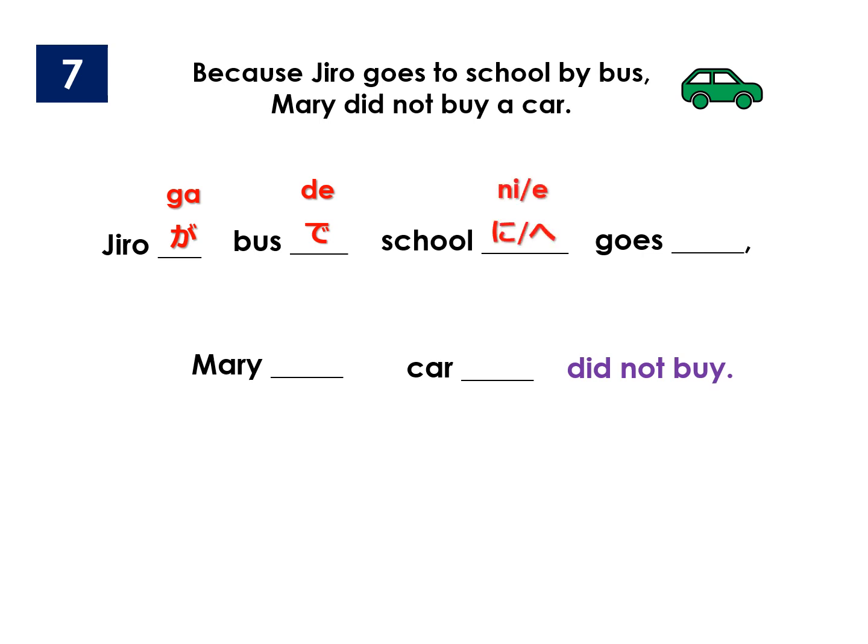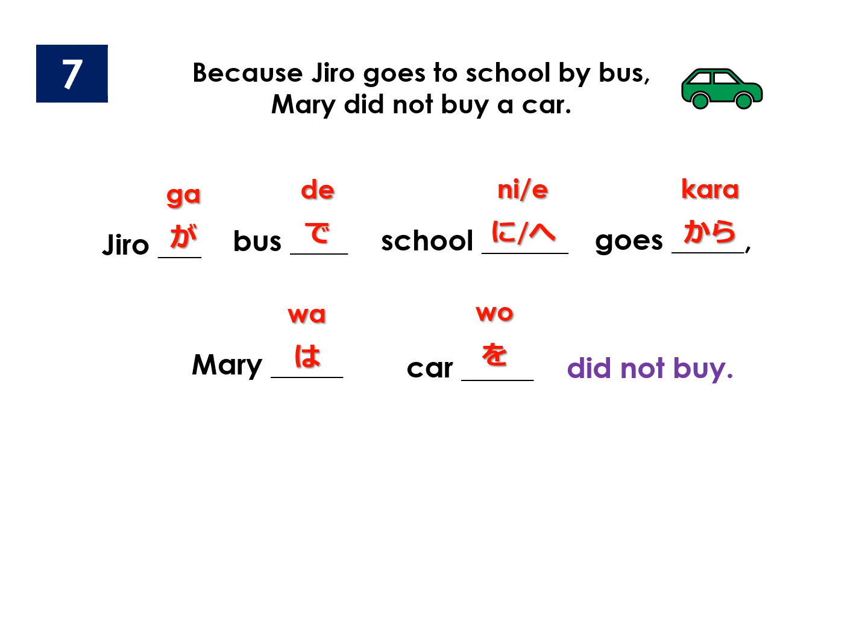School is the destination, so it takes the particle ni or e. And the verb takes the particle kara to indicate reason, the reason why Mary did not buy a car. Mary, the subject of the main clause, now takes the topic particle wa. And car takes the direct object particle wo. Did not buy what? A car.